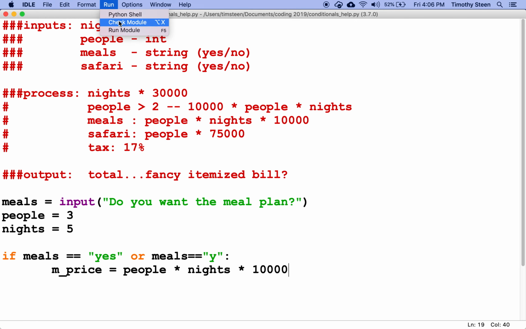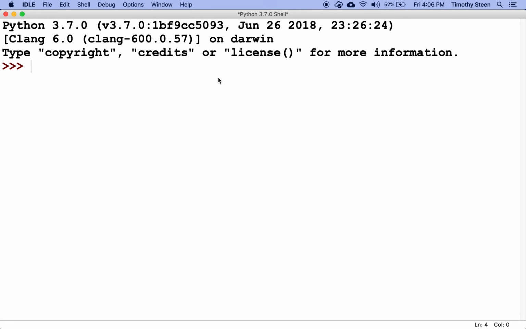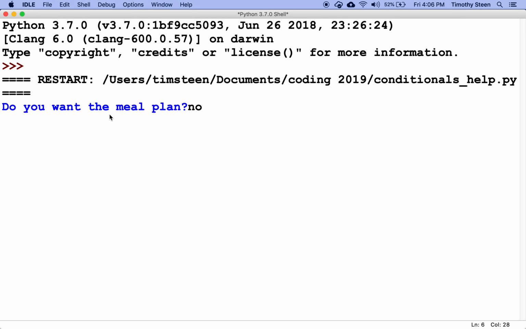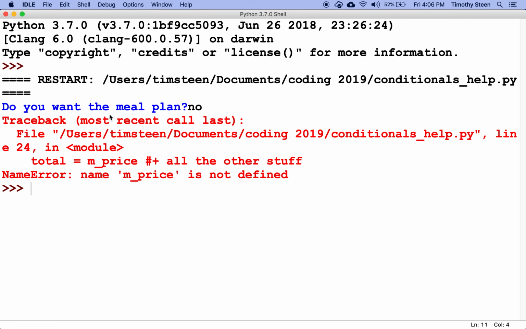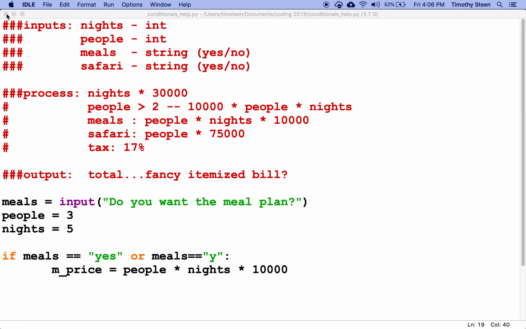Now I'm going to run it and I'm going to say, no, I don't want the meals. So, no. And then I get an error. So, why did yes work, but then no didn't work? And so that's the real problem with this assignment, the real trick of this assignment. So, if you've been listening all the way up till now, you finally know the trick.